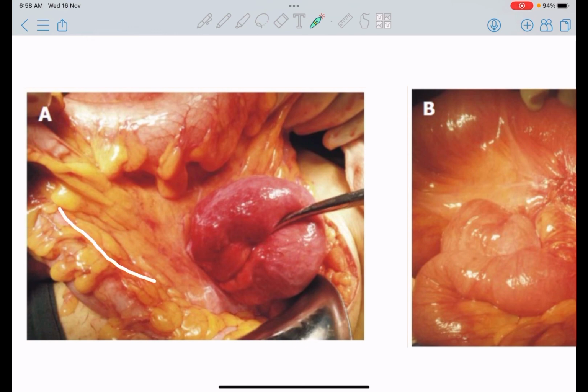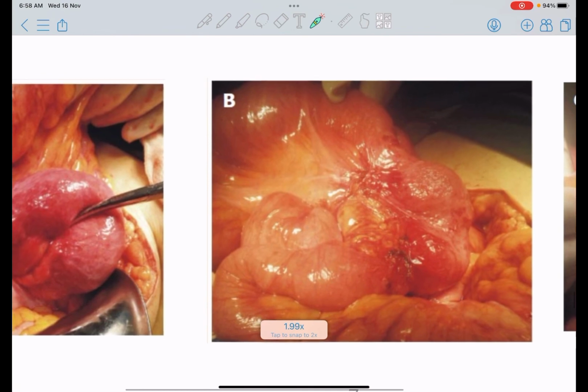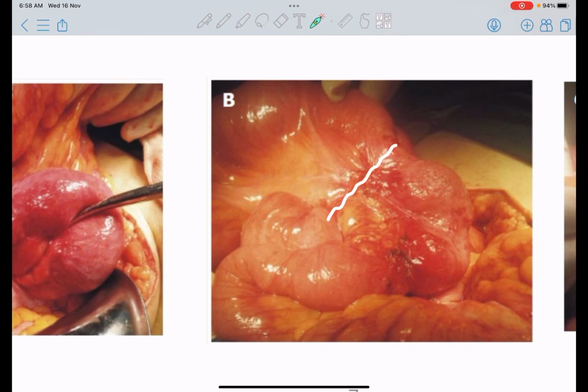This is the sigmoid mesocolon. This is the sigmoid and this is the sigmoid mesocolon, and there appears to be a defect in the sigmoid mesocolon through which this loop of bowel has herniated. The bowel appears edematous and inflamed. So the bowel is reduced back into the peritoneal cavity and a constriction band can be seen over here.